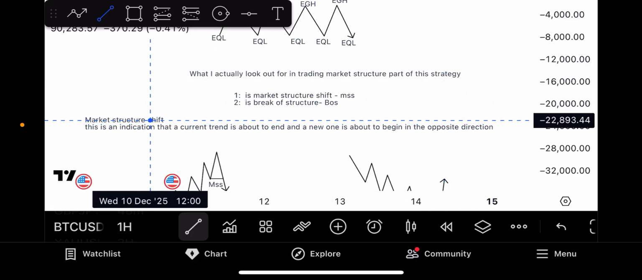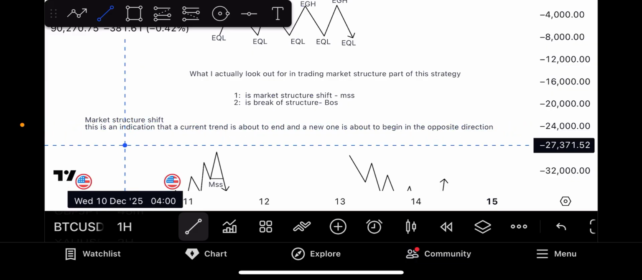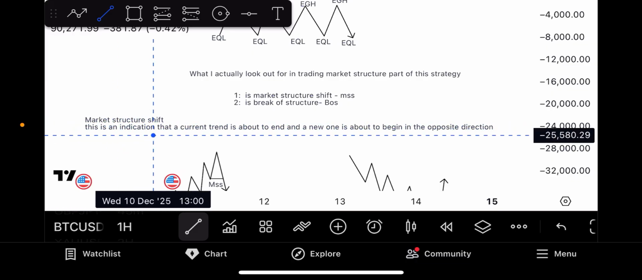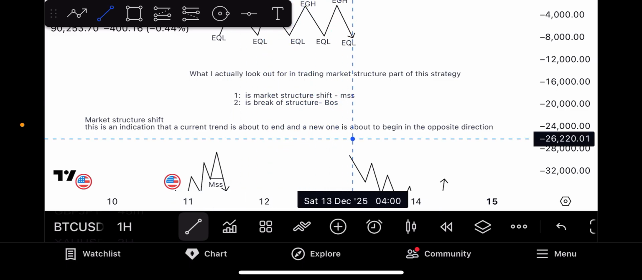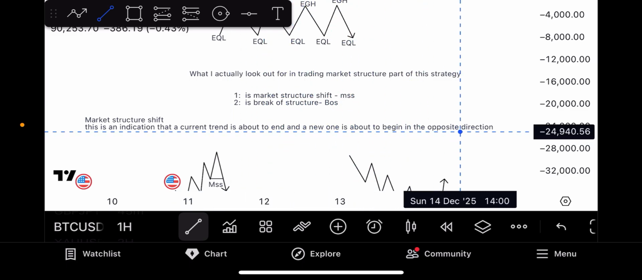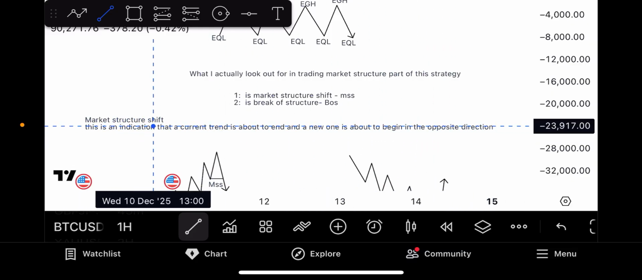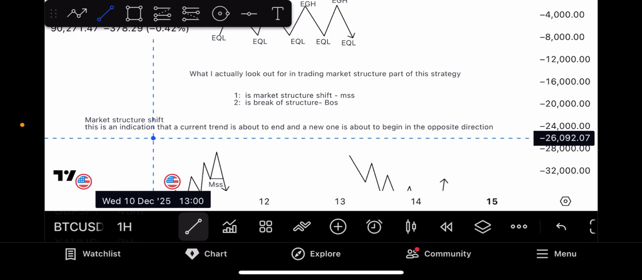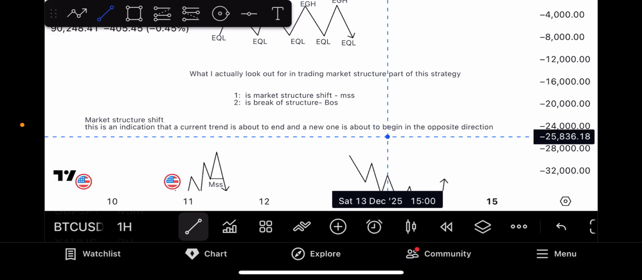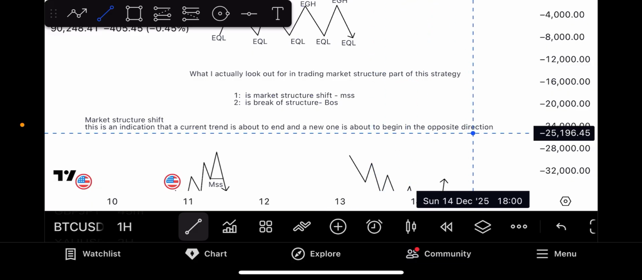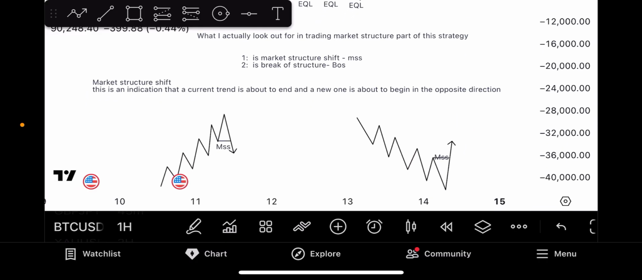Now, what is a market structure shift, which is the number one that I look out for? Market structure shift is an indication that a current trend is about to end and a new one is about to begin in the opposite direction. And here's an example.